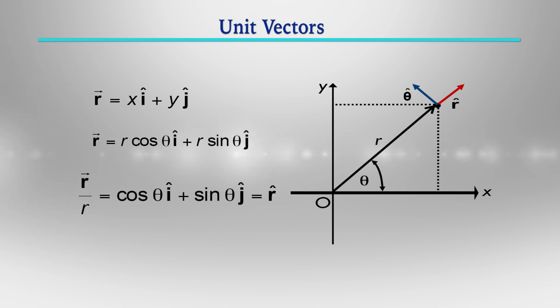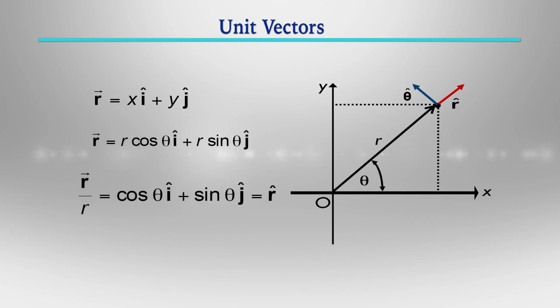Now, if you want to define the position vector in plane polar coordinates, you can see for yourself that the position vector r, which is the same vector, is nothing but the magnitude of r multiplied by the unit radial vector. This is how you represent r in either the 2D Cartesian system or the 2D plane polar coordinate system. How do we define these unit vectors?